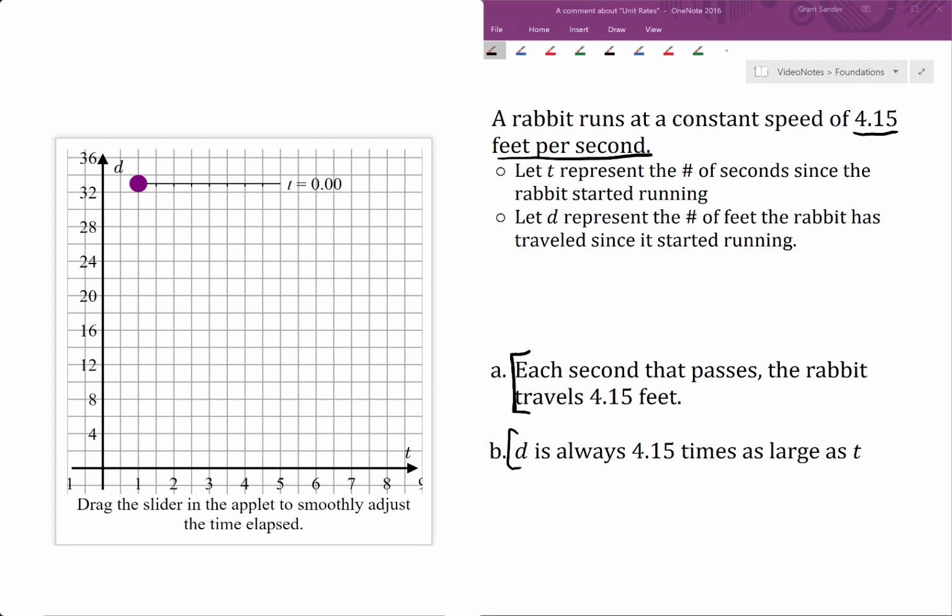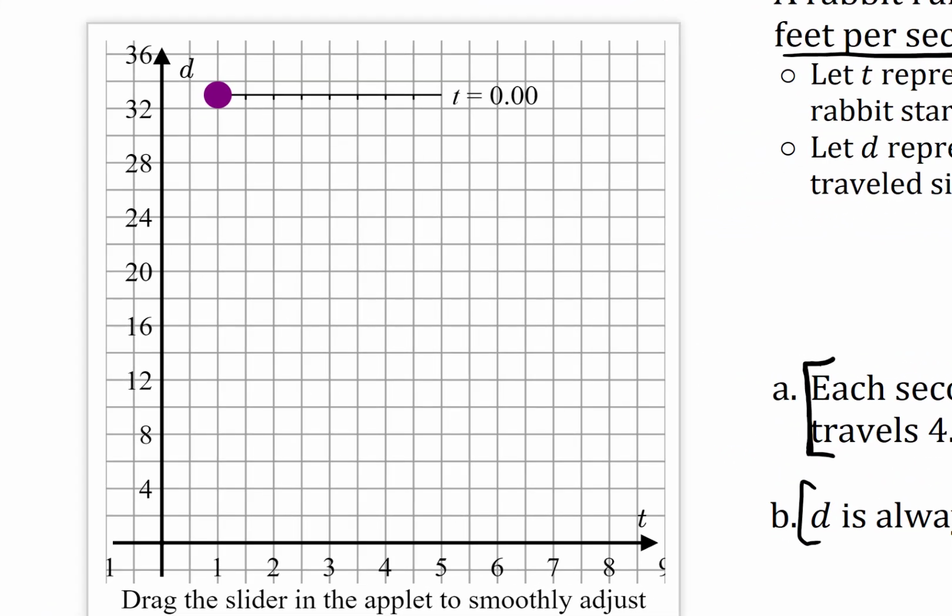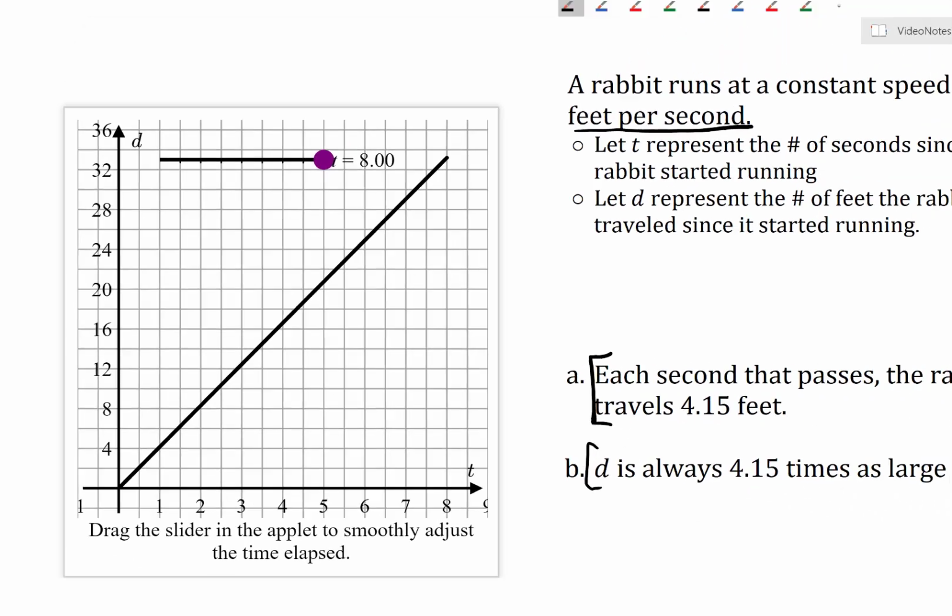On the other hand, part B tells us that d is always 4.15 times as large as t. And this is going to be true for any value of d and t. So we can actually imagine time elapsing continuously, so how the world actually works. And as t increases continuously, or time elapses continuously, d also varies continuously so that it's always 4.15 times as large as t. So our graph gets graphed out like this, which looks like a better representation of how the distance traveled and time elapsed varies as the rabbit travels.